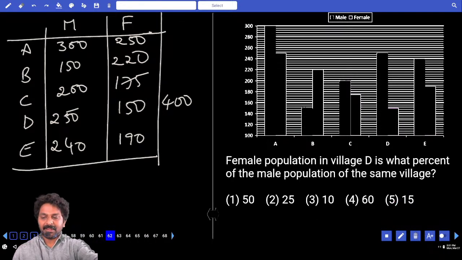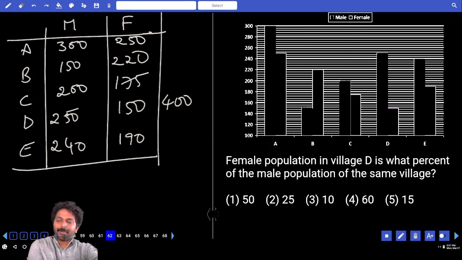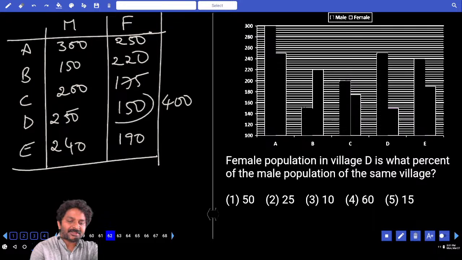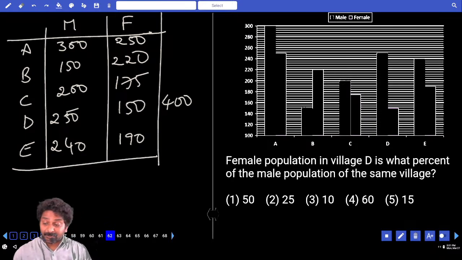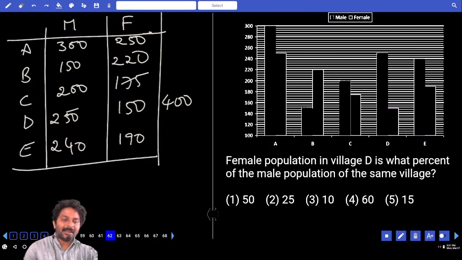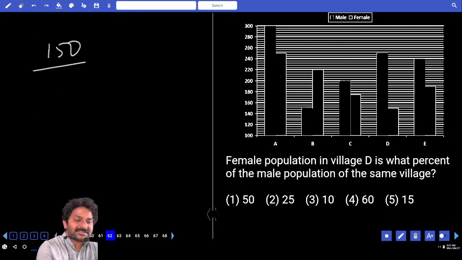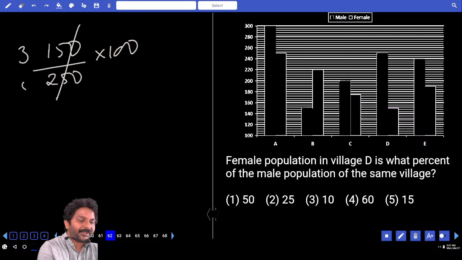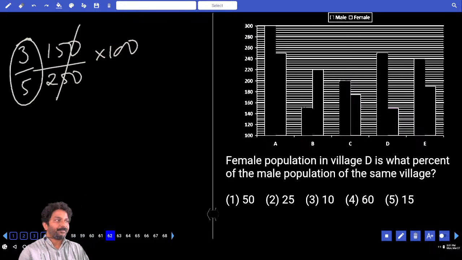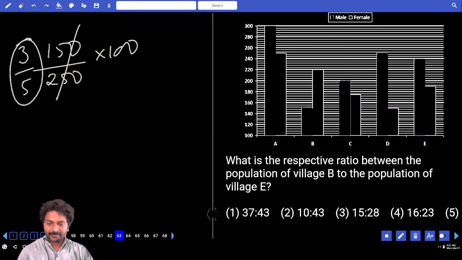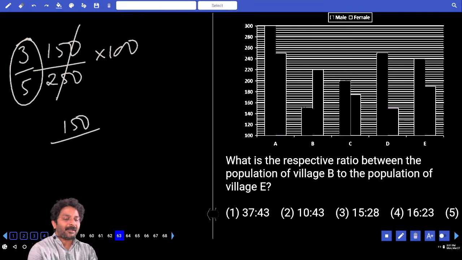Female population in village D is what percent of the male population in the same village? Female population, how much we have? 150. That was asked as a percentage with respect to total or male? Male. How many male are there? 250. That means 150 as a percentage of 250, into 100. 3 times 50, 5 times 50. 3 by 5, fractional form, 60%. If the question is about percentage of the female out of the total population, then you have to write 150 upon 400 into 100.